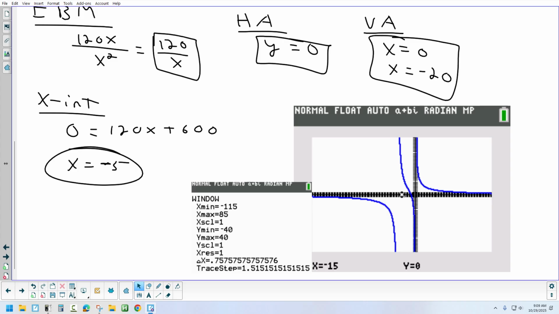Think about what y is. What is y? It represents what in this problem? Yeah. It should be 0 because it's time, right? So really, if you were doing this in the word problem, the only part of that graph you should be looking at is the part in quadrant 1. The other two parts are there algebraically, but they don't make sense in this word problem.